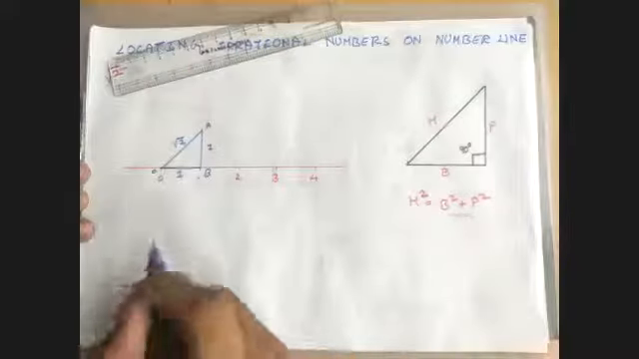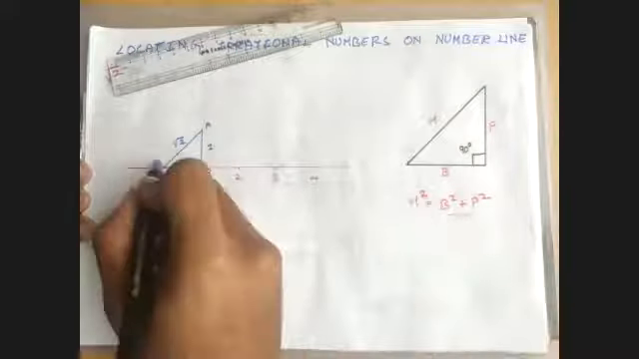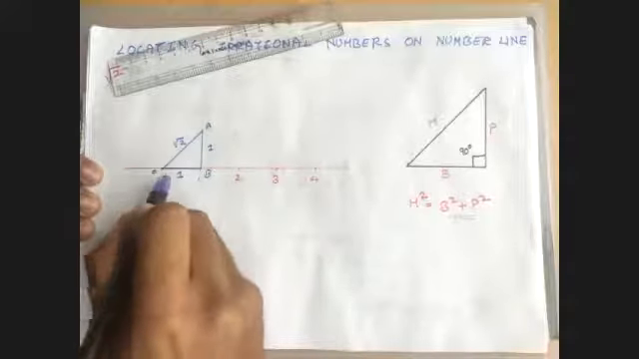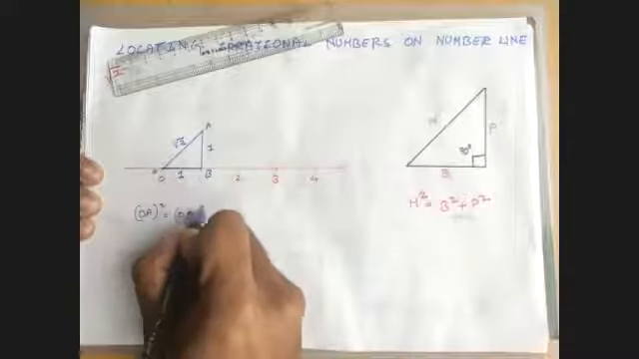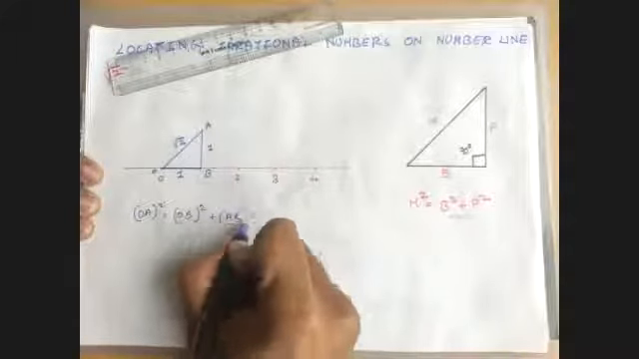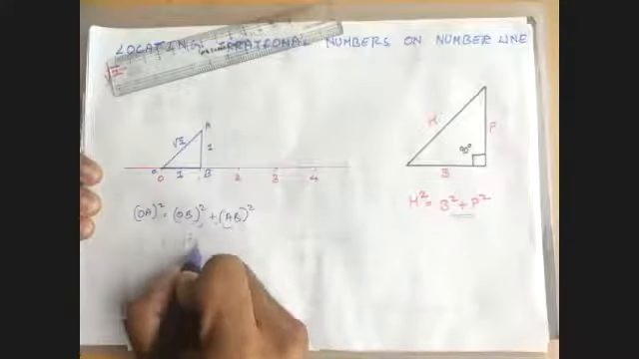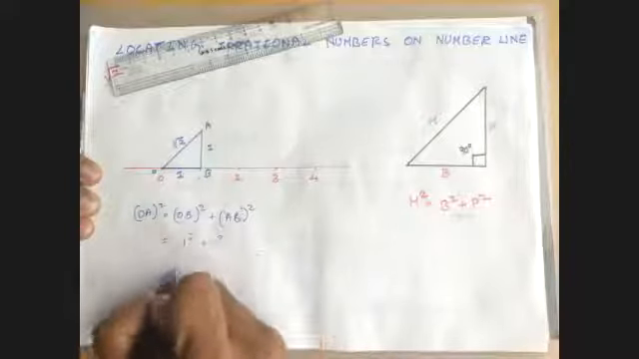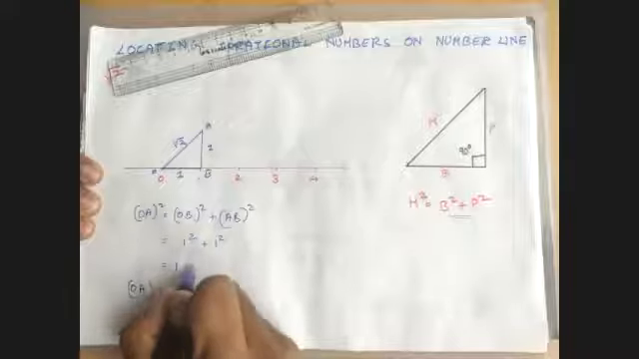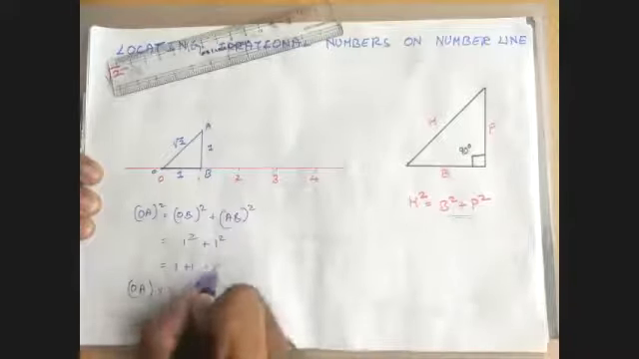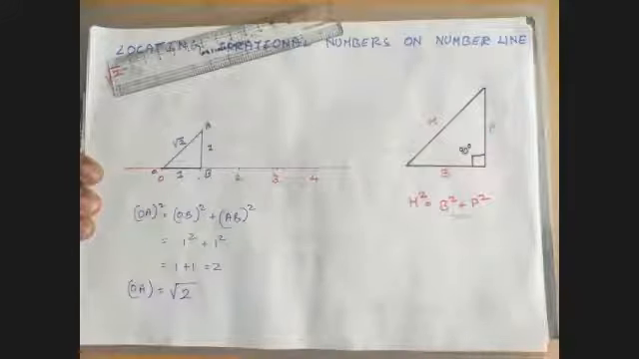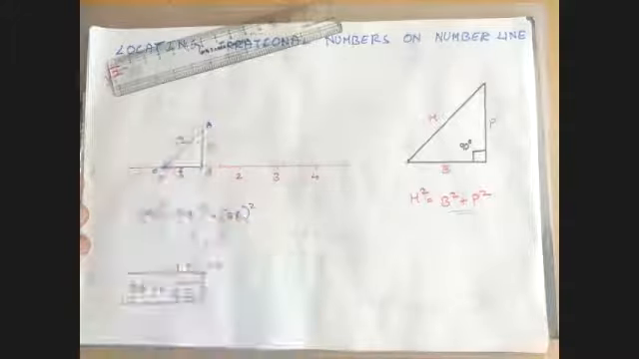So how did I conclude? It is by the Pythagoras theorem. The hypotenuse square OA square is equal to base square OB square plus the perpendicular square AB square. That is nothing but 1 square plus 1 square. Oh, sorry, 1 plus 1, that is equal to 2. So OA is equal to root 2. So now we know that OA is root 2.